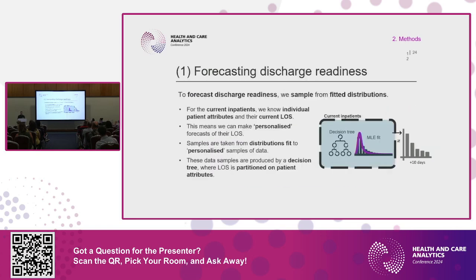So when it comes to forecasting discharge readiness for the current admitted patients, these are those personalized predictions that I wanted to make because I know lots of things about these patients. So the fundamental engine I'm using to estimate remaining length of stay is just sampling from fitted distributions. The trick is that I'm fitting personalized distributions. And I think the clever part, and if you're going to take one thing away, it's this little trick, is how I personalize those distributions. How do I make those distributions personal to each patient?